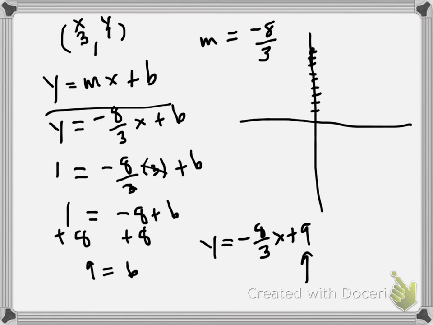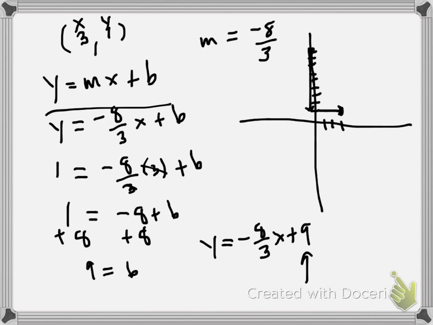So slope is rise over run. So the top number is going to tell you how far to go up or down. In this case, because it's negative, we're going to go down 8, this way. And then our run is 3, so we're going to go 3 over this way. And that'll be our second point. And that's all you need to do.